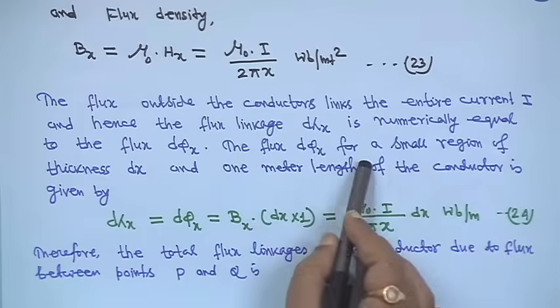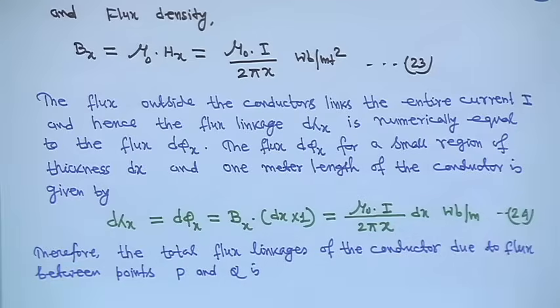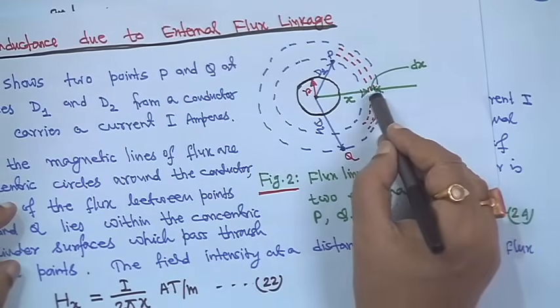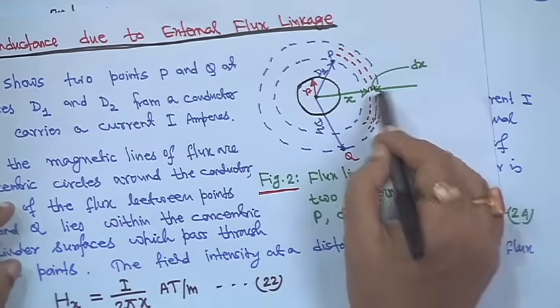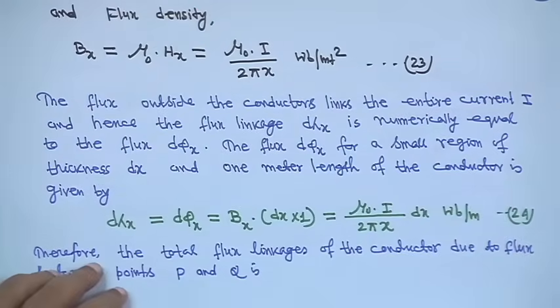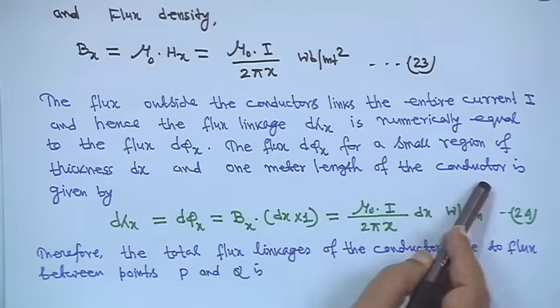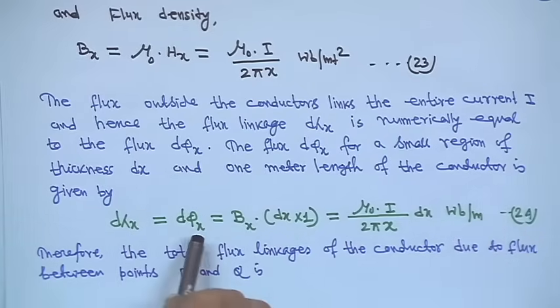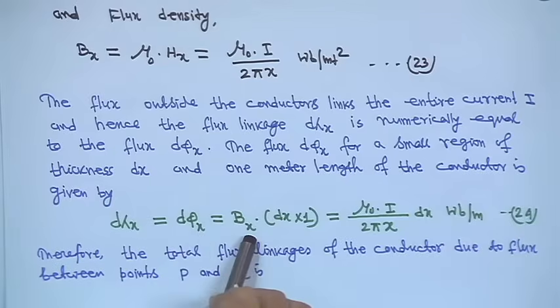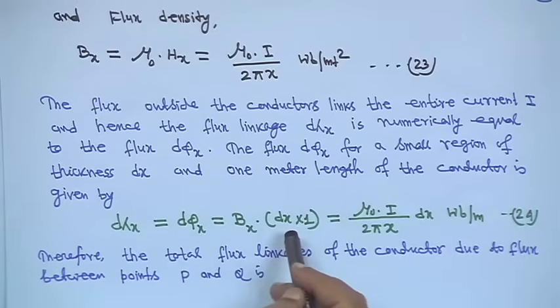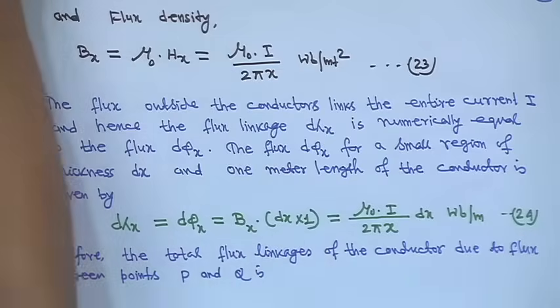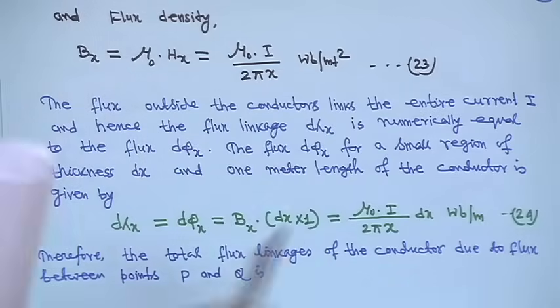Therefore, the differential flux d phi x for a small region of thickness dx, considering 1 meter length of the conductor, is given by d lambda x equals d phi x, both the same, equal to Bx into dx into 1, because of the same concept of area. If you imagine this cylinder, this thickness is dx and this length is 1 meter. Then if you fold it, the cross sectional area is dx into 1.